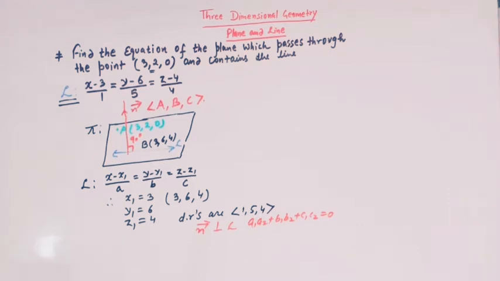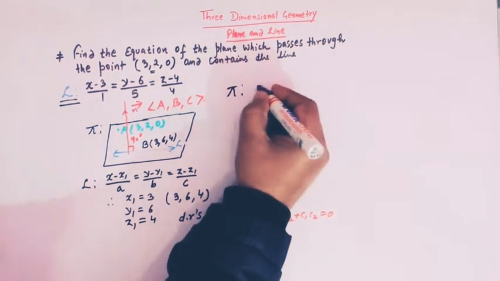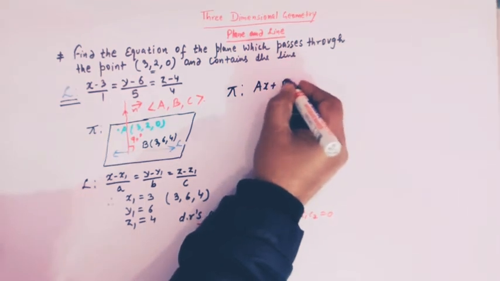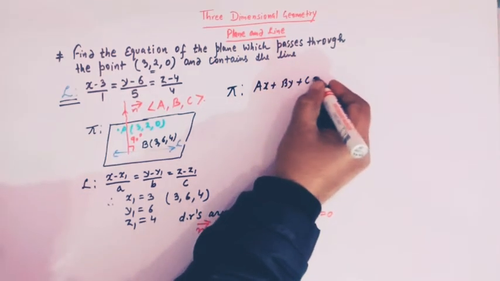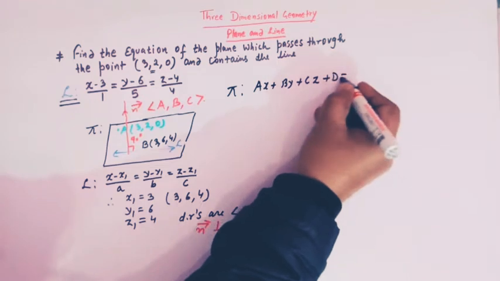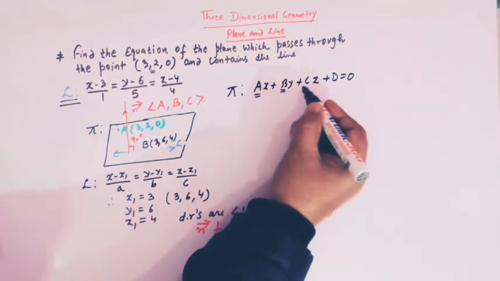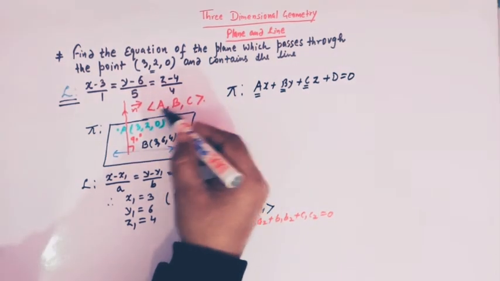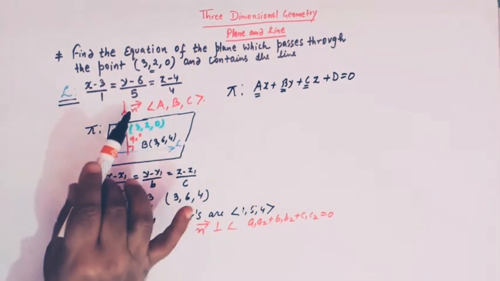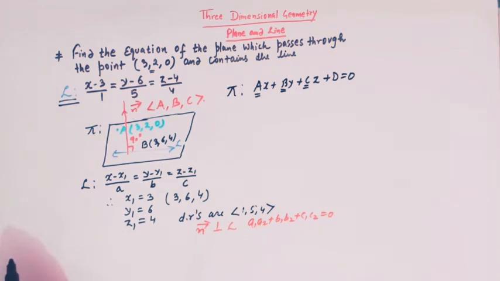Now let us consider the equation of the plane. We know that the general form of the equation of a plane is ax + by + cz + d = 0, where a, b and c are the direction ratios of the normal vector.